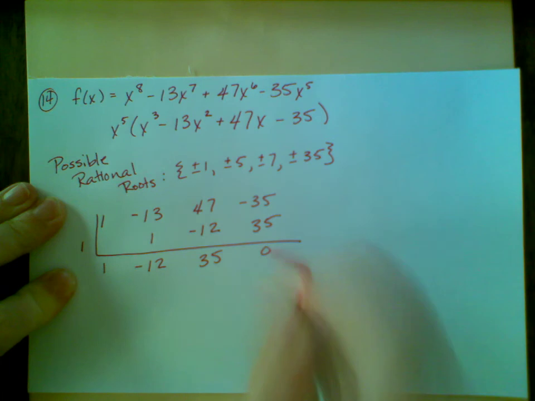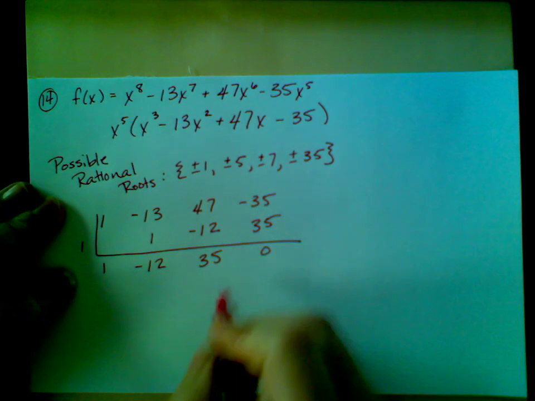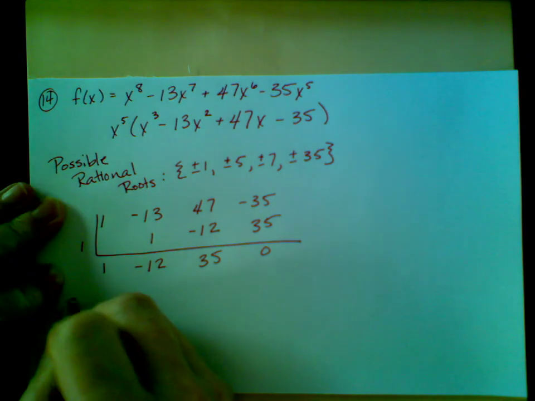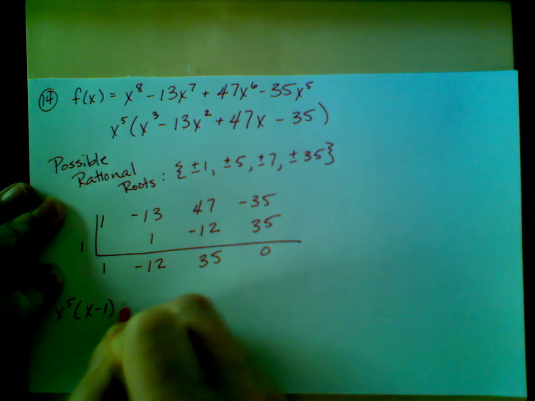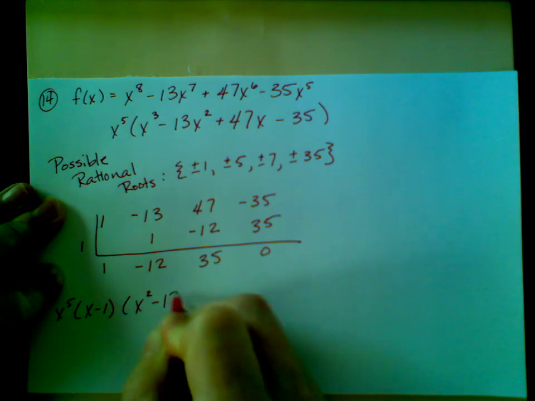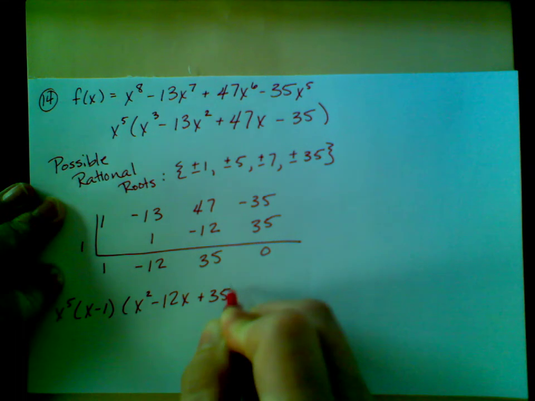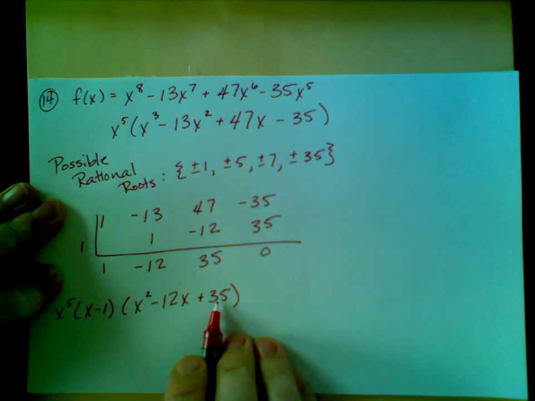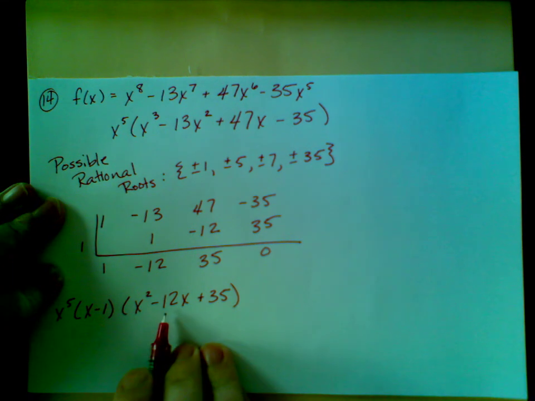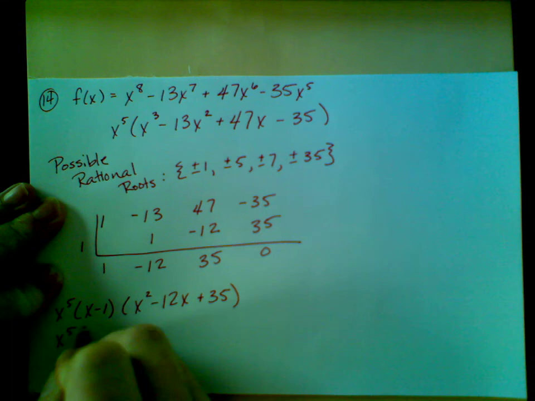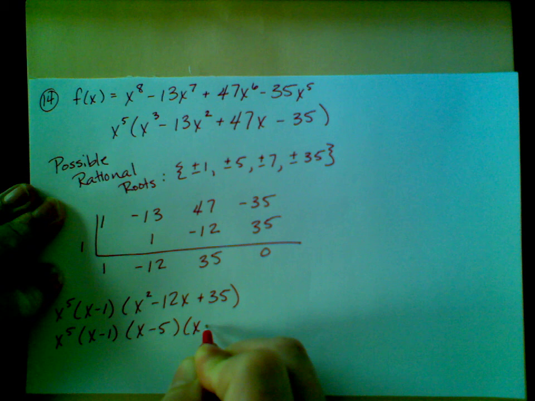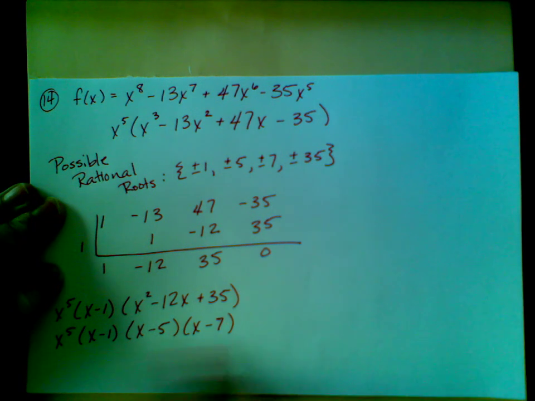And look at that. So x minus 1 is a factor. I still have to keep that x to the 5 I originally had. And then I have x squared minus 12x plus 35. Now I've got it down to a quadratic. I need factors of positive 35 that add up to negative 12. And that's going to be x minus 5, x minus 7. So there's the factorization of this polynomial function.